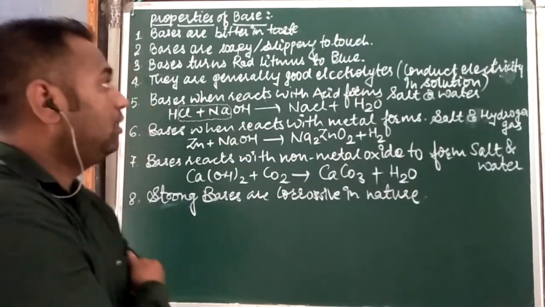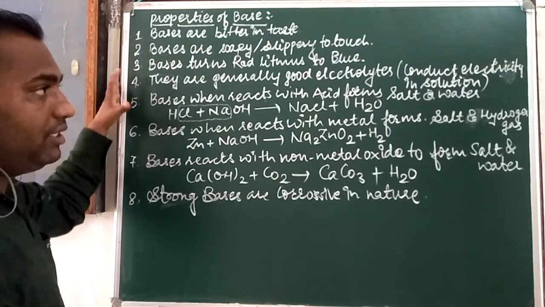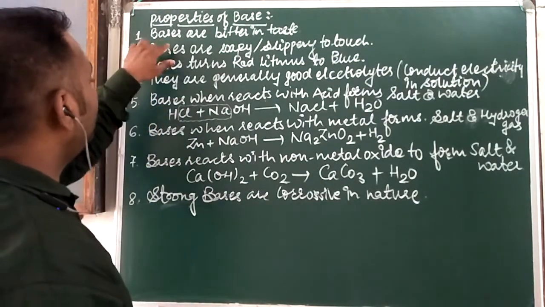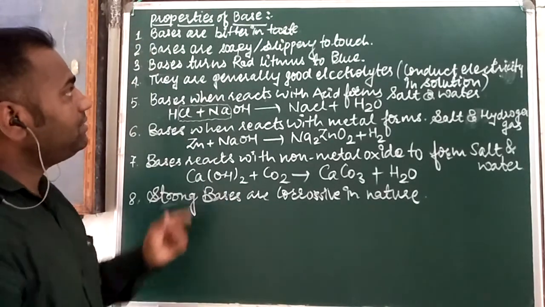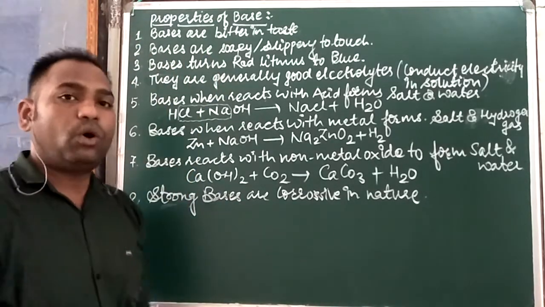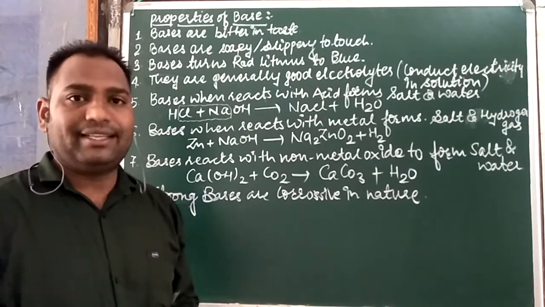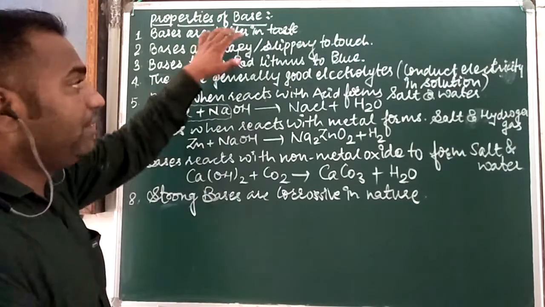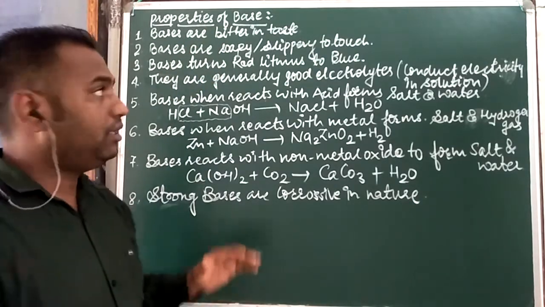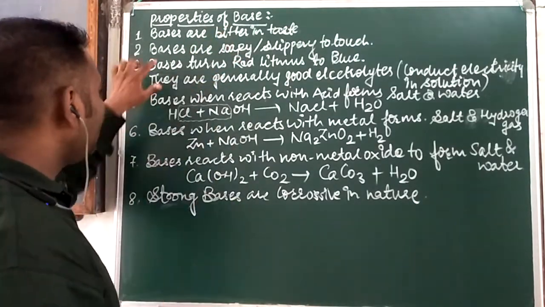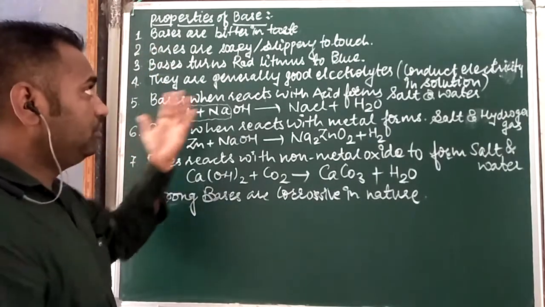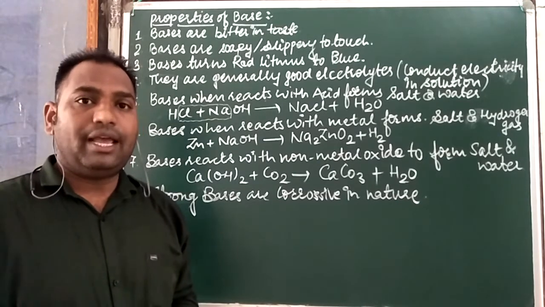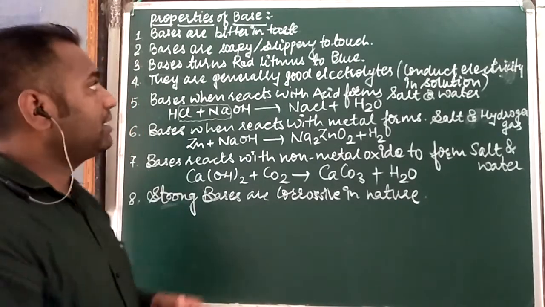So students, I already wrote here the properties of bases. First, property number one: bases are bitter in taste. You know the raw almond taste is bitter, and some vegetables also have a bitter taste. Not salty, it is a bitter taste. And what is the taste of acids? Sour taste.